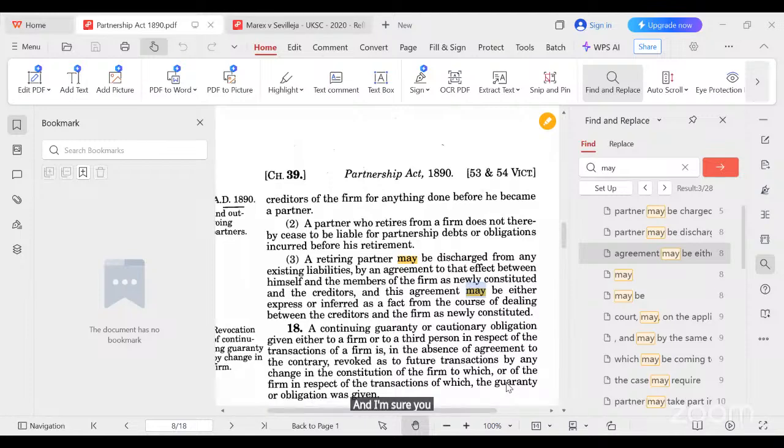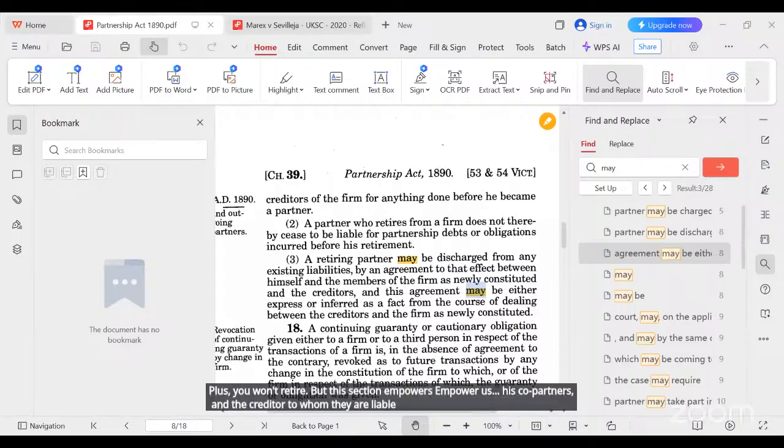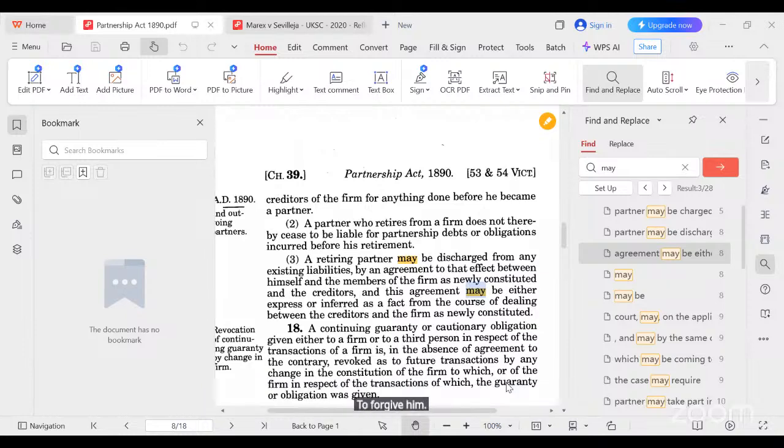And I'm sure you saw the word creditor in that particular section. Then the liability also, the other members are also the ones to carry it, plus the one retiring. But this section empowers his co-partners and the creditor to whom they are liable to pay to agree to forgive him. To forgive him. So having been so empowered, he can then be discharged from his liability, so he can go on with his life into retirement without anybody related to the business. It's agreed. So what it therefore means is that those partners that are forgiving him will share his responsibility over their own. It is the law that has empowered them.